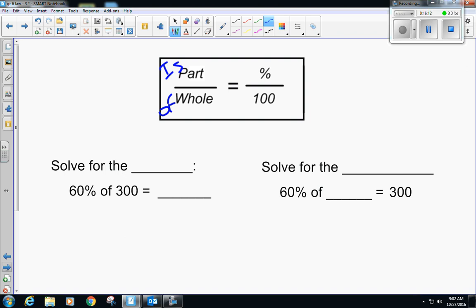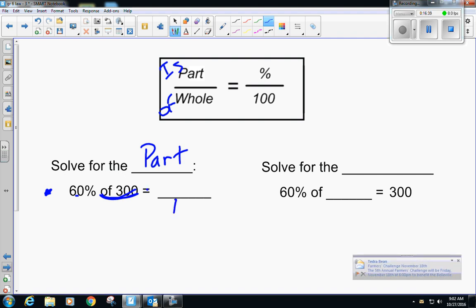Okay? Before we do this problem, 60% of 300 equals what? Tell me what part is missing. There's three parts. Remember, part, whole, and percent. What part is missing? What am I solving for? It's not the percent. There it is. What am I solving for, Ever? The part. Correct. The 60% is my percent. Of 300 means out of the whole 300 is blah. We don't know what it is. That's what we're solving for, the part.